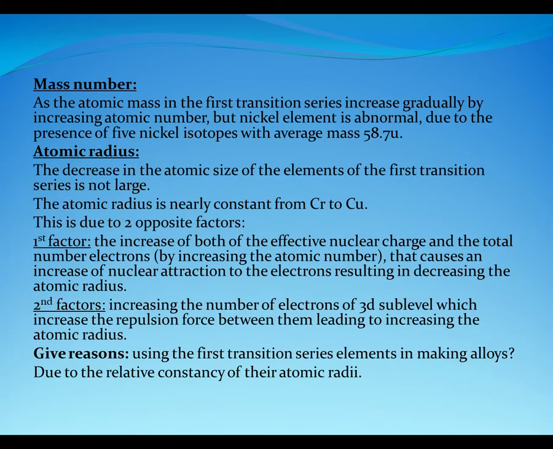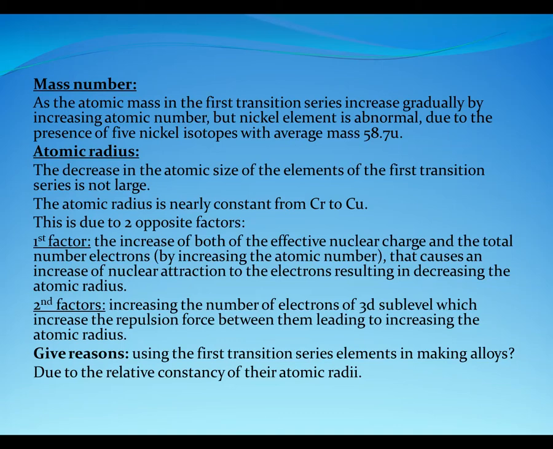The atomic masses in the first transition series increase gradually with increasing atomic number, but we have an exception for the nickel element. Nickel is abnormal. This is due to the presence of 5 nickel isotopes with an average mass of 58.7 atomic mass unit. The atomic radius.